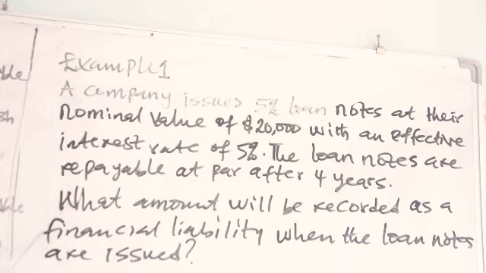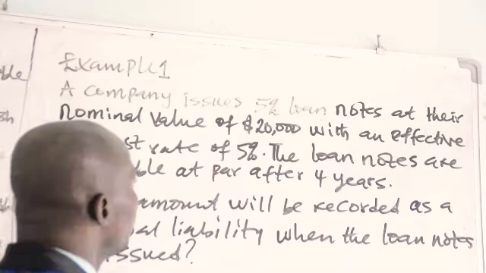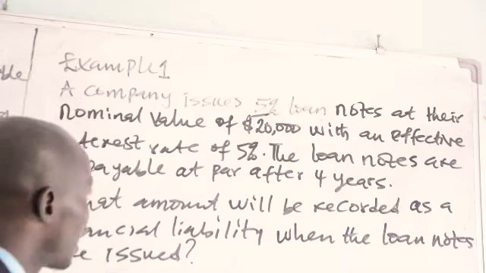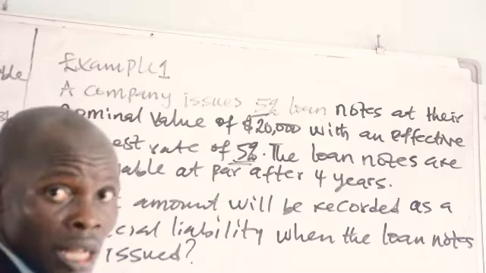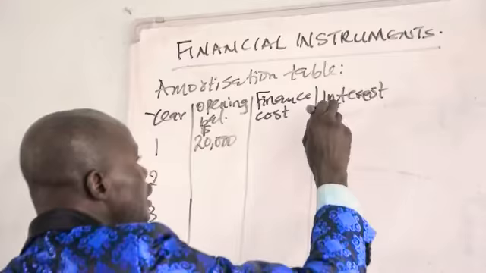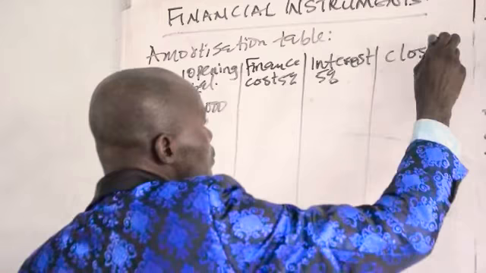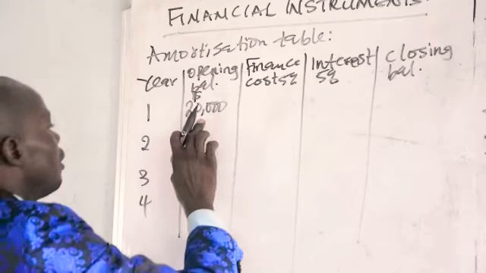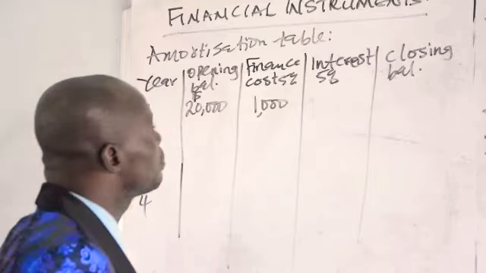If you look at the question, a company issues 5% loan notes. This 5% is the coupon rate, at their nominal value of 20,000 with an effective interest rate of 5%. So the coupon rate is 5% and the effective rate is 5%. That means interest paid will be at the coupon rate. So 5% of 20,000 will be 1,000. Interest paid will also be 5% of 20,000, which is 1,000.